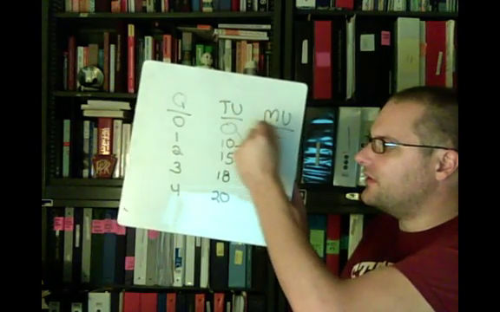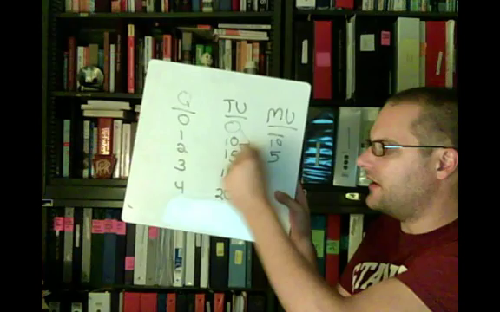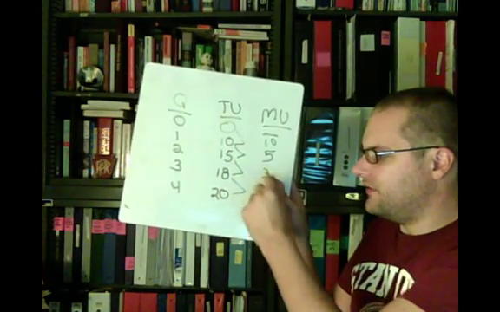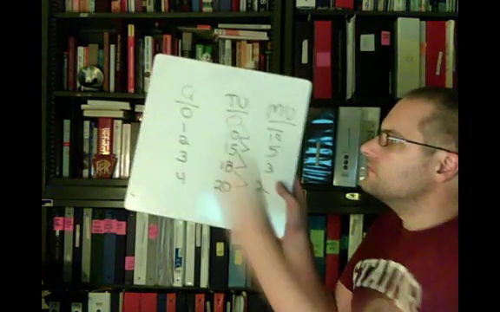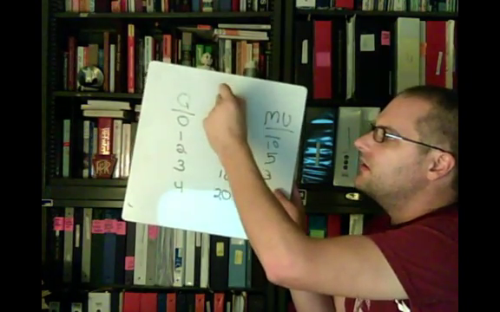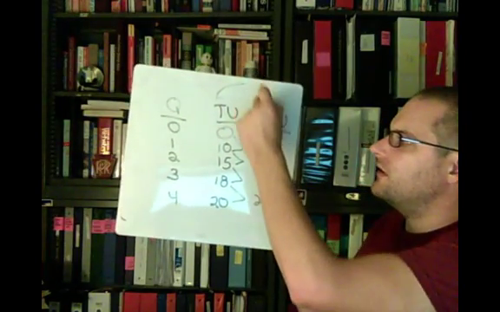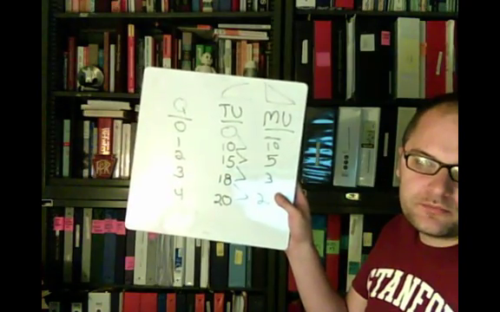So the difference between this and this is 10. The difference between this and this is 5. The difference between this and this is 3. And the difference between this and this is 2. What we would see is a total utility that's increasing at a decreasing rate, and a marginal utility that is decreasing. Now, what does this then mean for us?